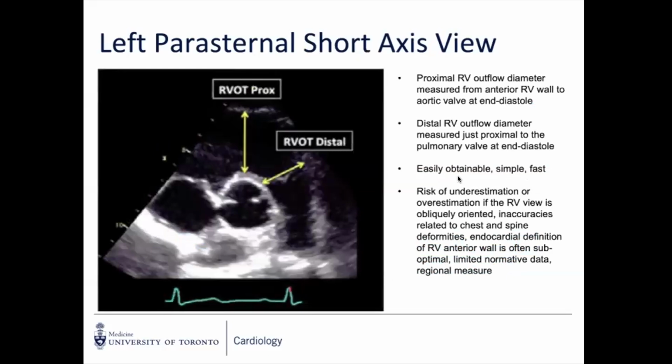Next is in the short axis view at the level of the aortic valve. You get this additional RVOT proximal measurement, and then now you're also able to appreciate at the level of the pulmonic valve, you're able to measure the distal RVOT. And this is again at the end of diastole. This is also easily obtainable. It's part of our standard protocol. Again, if you're obliquely oriented, it will affect your measurements.